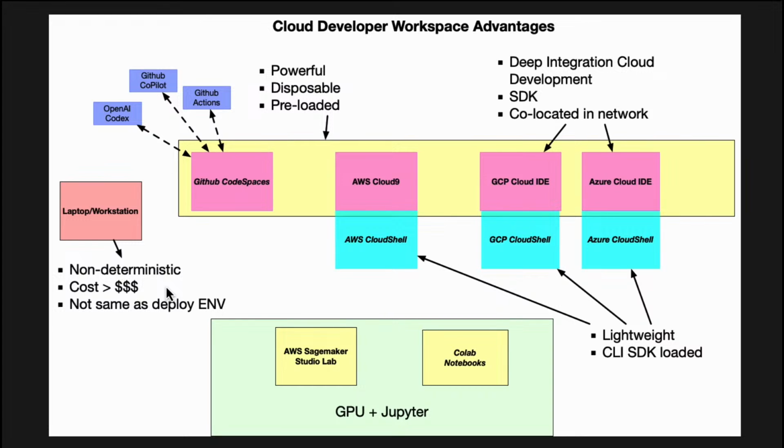But if you look at what's happening in the cloud space, you can see this with Microsoft and GitHub with Codespaces. AWS has Cloud9, GCP has Cloud IDEs, Azure has Cloud IDEs. You see that there's really a pervasive layer of people realizing that you want to have a disposable environment. It's preloaded with all the things you care about. And also, as I mentioned earlier, it fits really well with things like the OpenAI Codex, GitHub Copilot, GitHub Actions. They just work in a synergistic way.